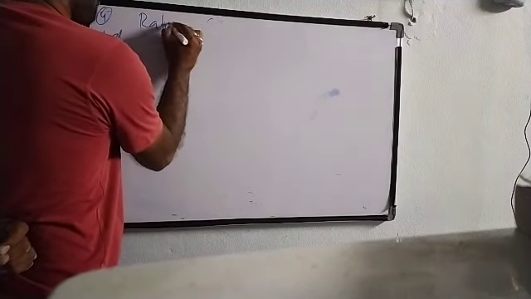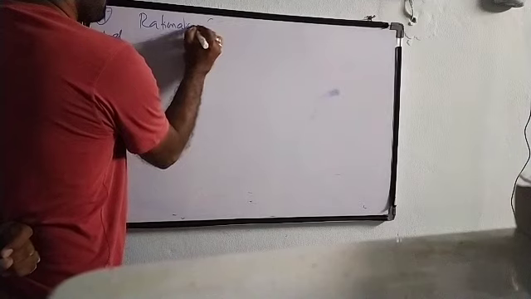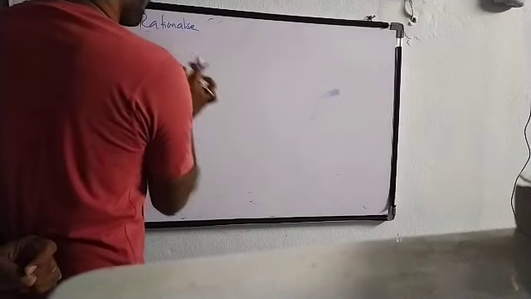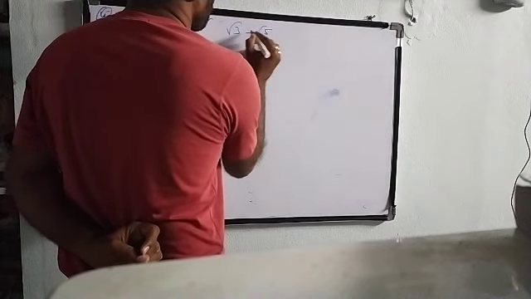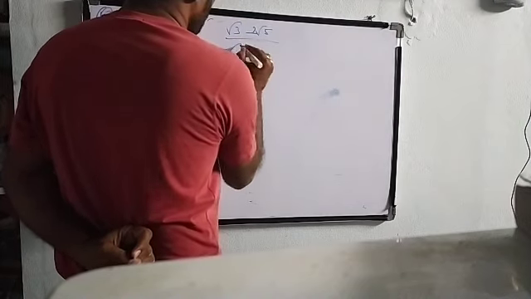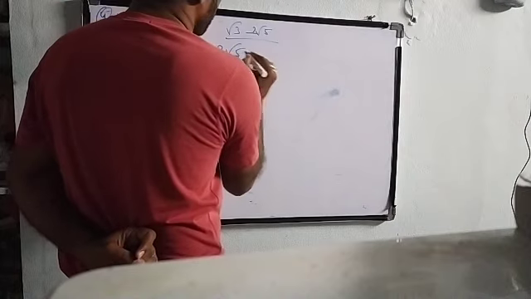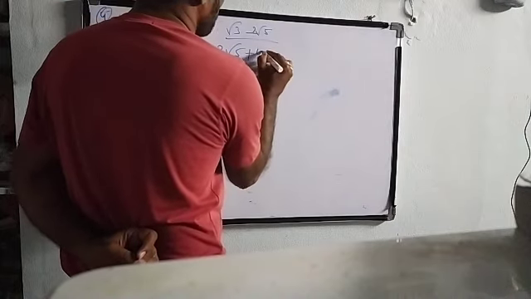We have seen yesterday rationalized questions. So today I will take one question: root 3 minus 2 root 5 by 2 root 5 plus 4 root 3.